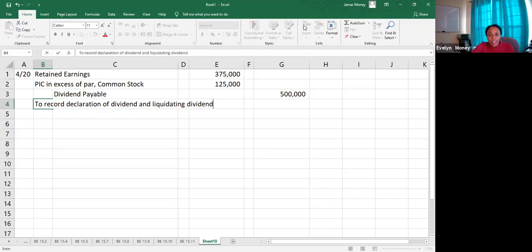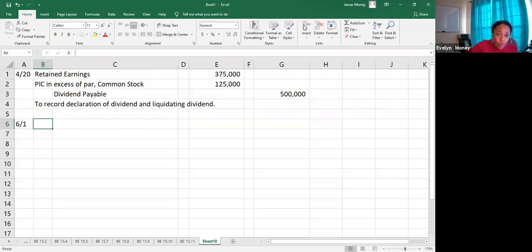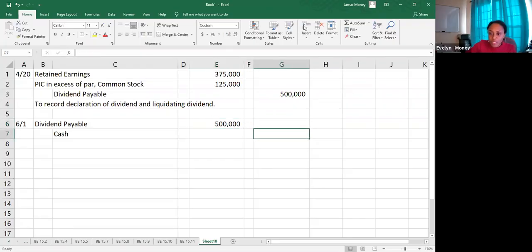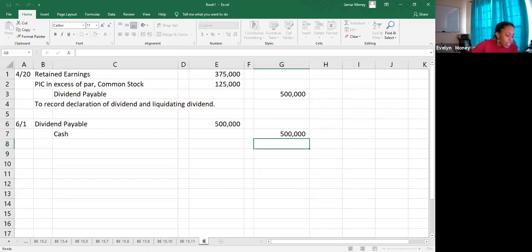Liquidating dividend. Now, on the date of payment, which I believe happens on June 1st, that entry looks exactly the same as what we saw with the regular old cash dividend. We take the dividend payable off the books and we credit cash for the full $500,000. So the big change was the return of capital piece and how we treat that. If it's a return of capital, it can't come from retained earnings. It has to come from paid-in capital in excess of par. So this was brief exercise 15.12.